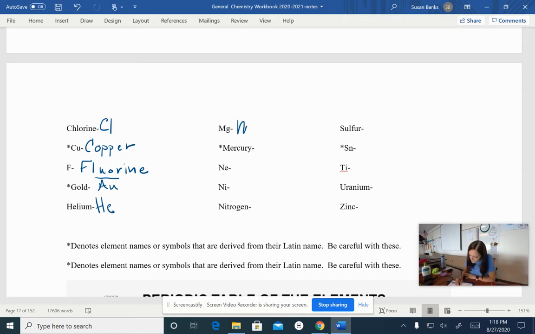Mg is magnesium. Mercury, also some more Latin. Mercury's symbol is Hg. For hydra, hydra is the H. Hydra in Latin means water, and the g comes from argentum, silver. So water, silver. If you've ever seen mercury, it looks like liquid silver. That's why it's called hydrargentum or Hg. Ne is neon. Ni is nickel.